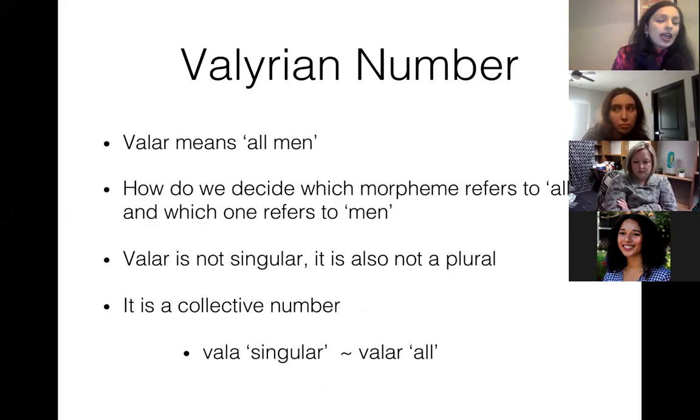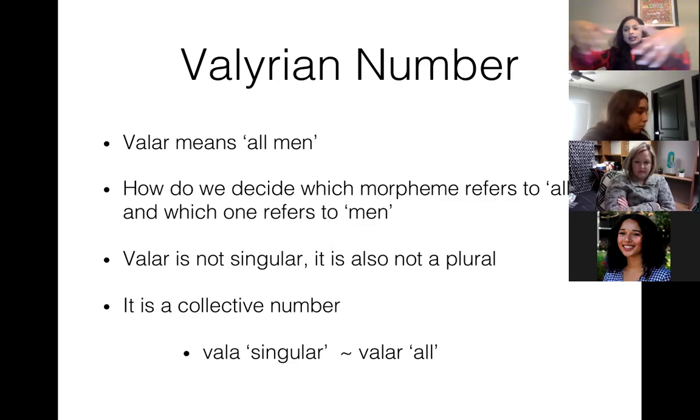Now, the reason we cannot decide is because the way Valyrian does number is different from English. Valyrian does not have a distinction between singular and plural. What Valyrian has is called a collective number. So Vala is singular, Valar is collective, all, right? All inclusive.